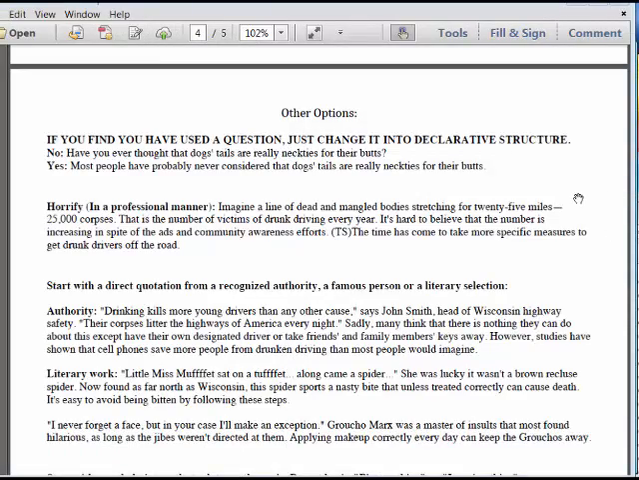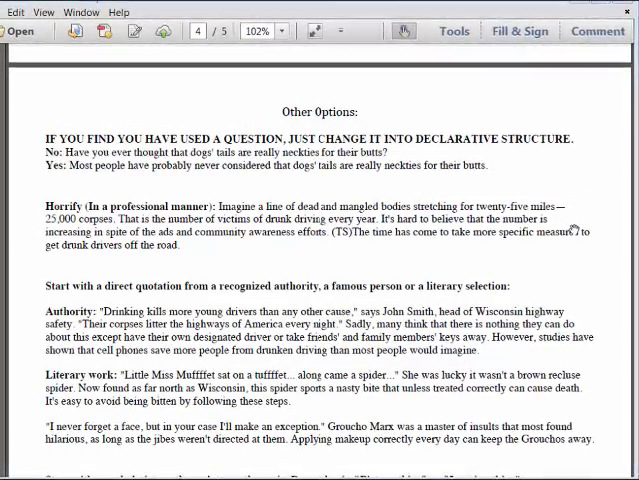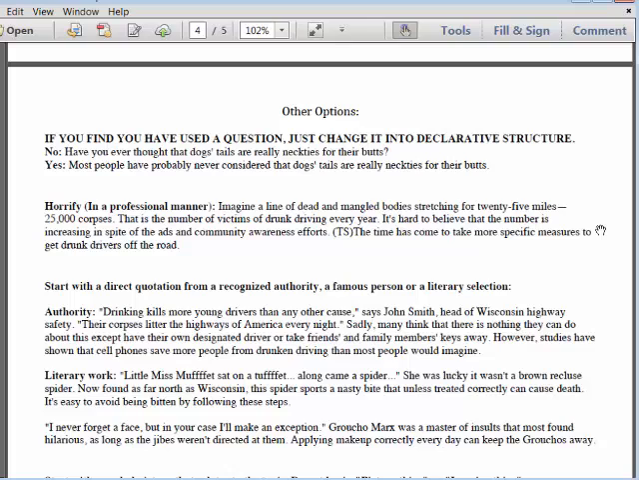Okay, so just some other options that you can use for your hook. If you find you have used a question, change it into a declarative structure. So this would be bad. Have you ever thought that dogs' tails are really neckties for their butts? Remember, we want to avoid just one single question because they are overused. So more effective would be, most people have probably never considered that dogs' tails are really neckties for their butts.